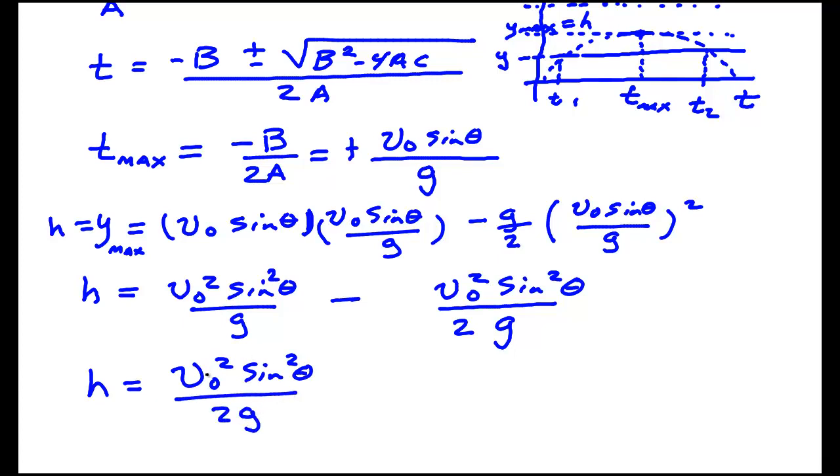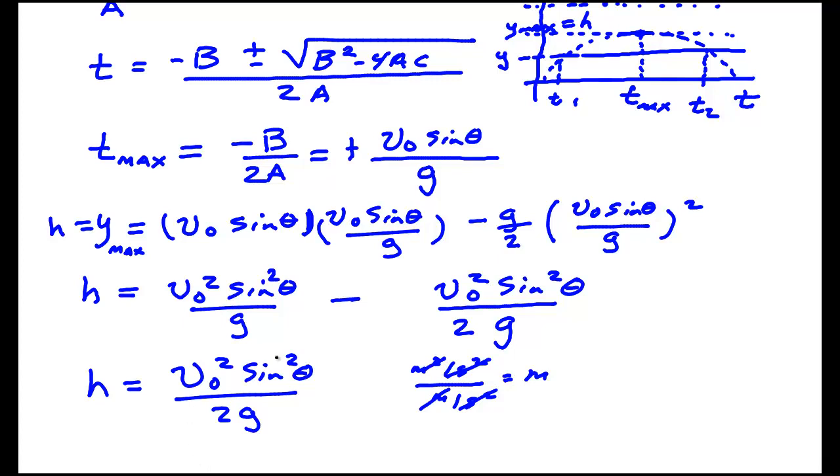Let's check the units. Meters per second, and I square it. So I got meter squared per second squared. Sine has no units. I'm dividing that by meters per second squared. That cancels. That cancels 1, and I'm left in units of meters.